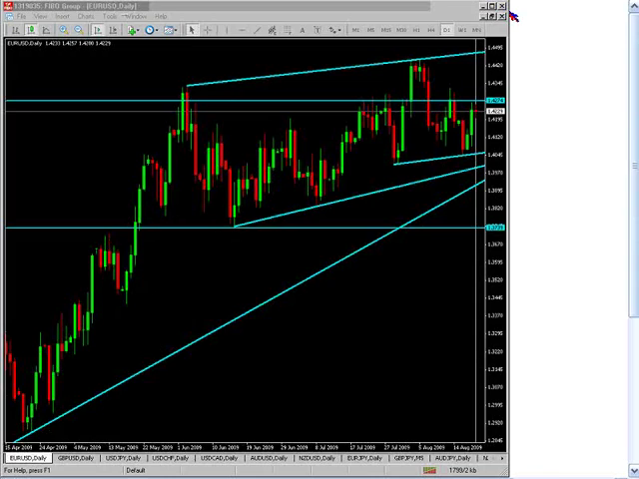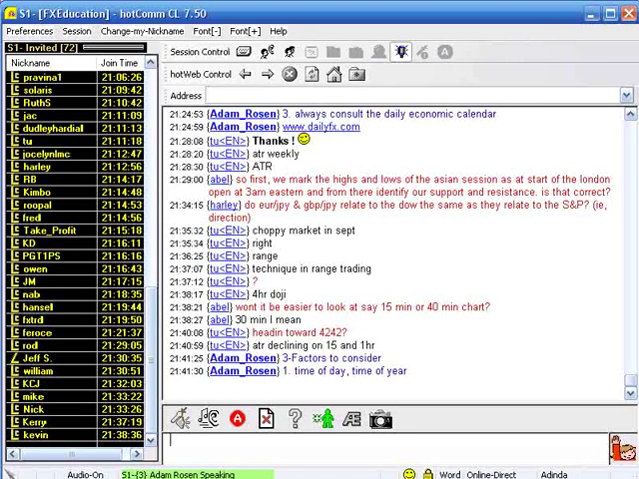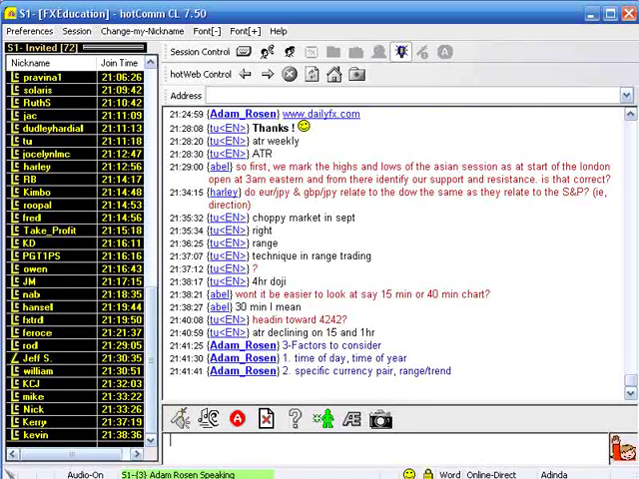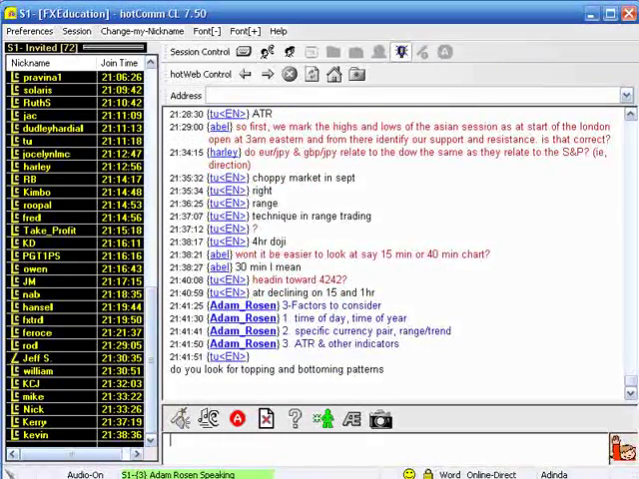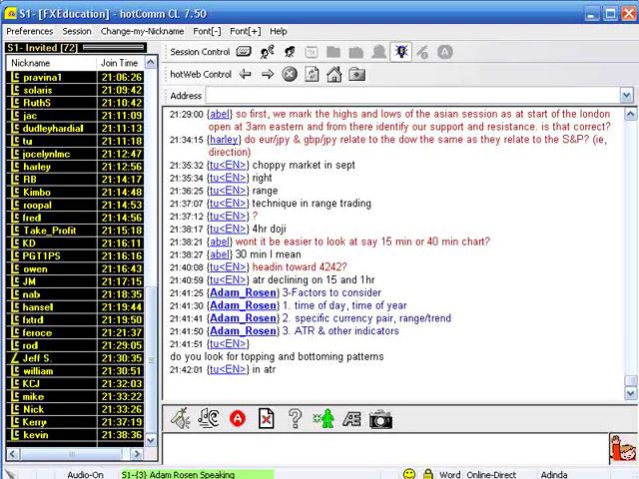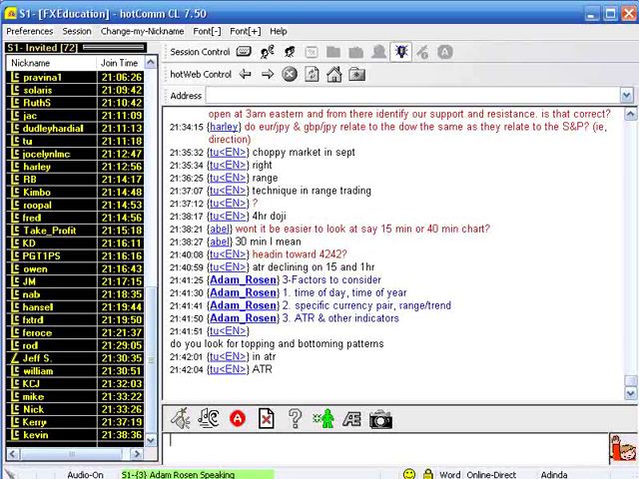3 factors to consider. We have time of day, time of year. We have the specific currency pair, range-bound versus trending. We could also use ATR and other indicators. And of course, when we talk about time of day and time of year, please also include the economic calendar of the day. Now the question is, do you look for topping or bottoming patterns?